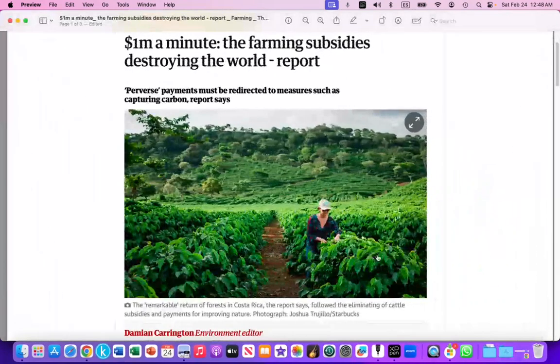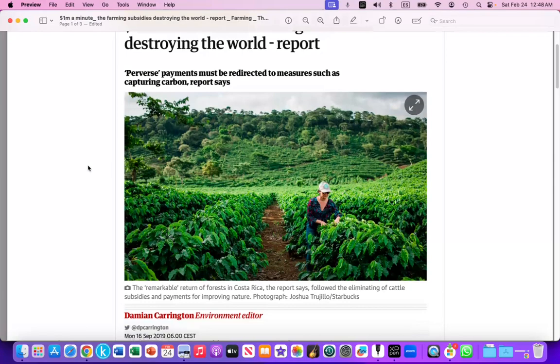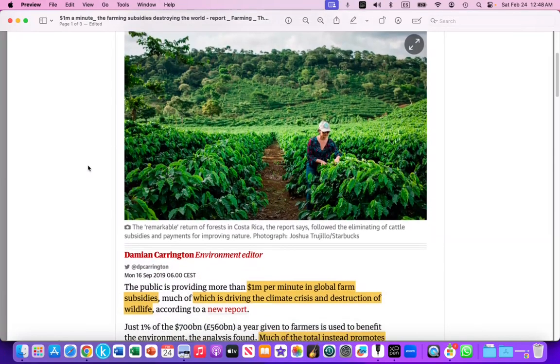There's another article from The Guardian that looked at the amount of subsidies being provided globally, and it quantified that there's $1 million being spent a minute on farm subsidies that are destroying the world through deforestation. So as we cut those forests, we're reducing the ability of those forests to reabsorb the carbon that's being emitted into the atmosphere from our industries. And thus, it's contributing to climate change.